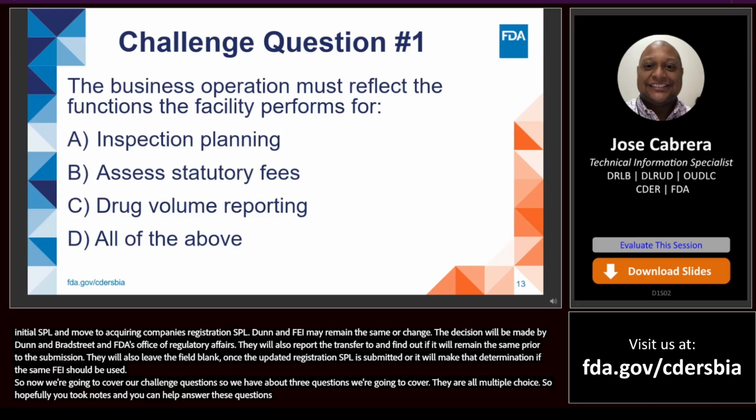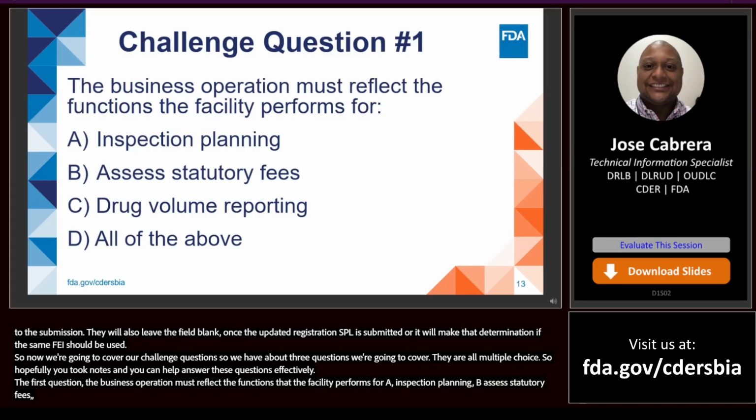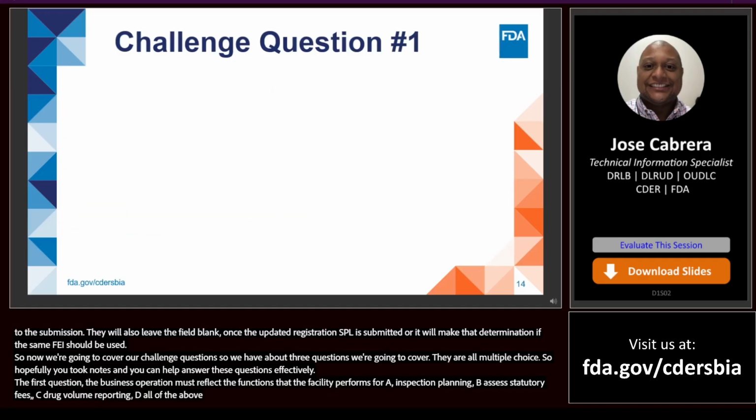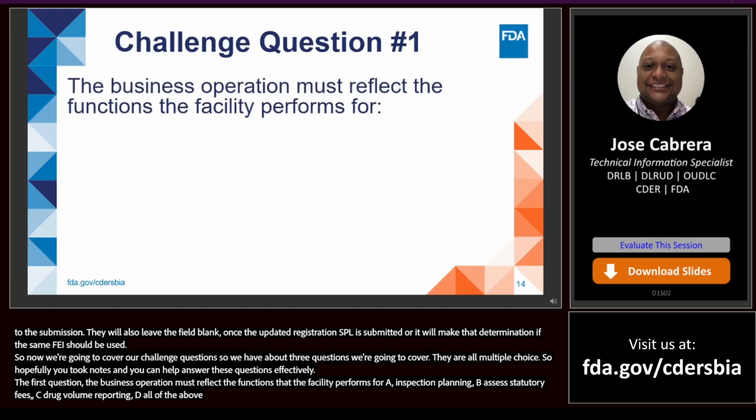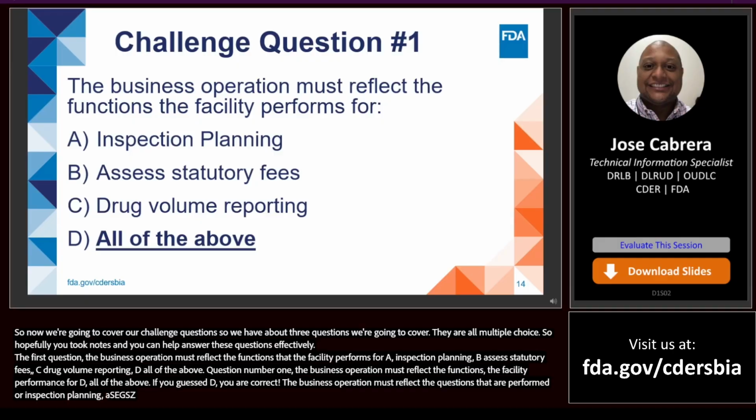The first question: the business operation must reflect the functions the facility performs for A, inspection planning, B, assess statutory fees, C, drug volume reporting, D, all of the above. If you guessed D, you are correct. The business operation must reflect the functions the facility performs for inspection planning, assessing statutory fees, and drug volume reporting. So answer D is correct, all of the above. Congratulations.